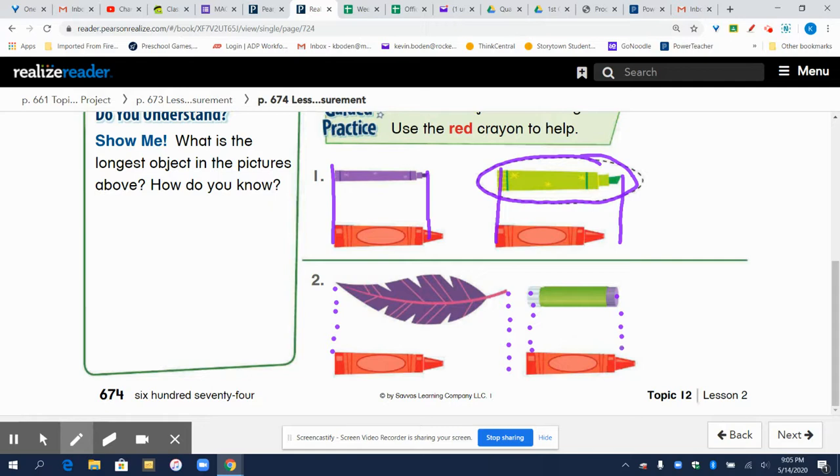So we could summarize and say the purple leaf is longer than the red crayon. Duh. But also the purple leaf is longer than the glue stick too. So I'm going to circle that.